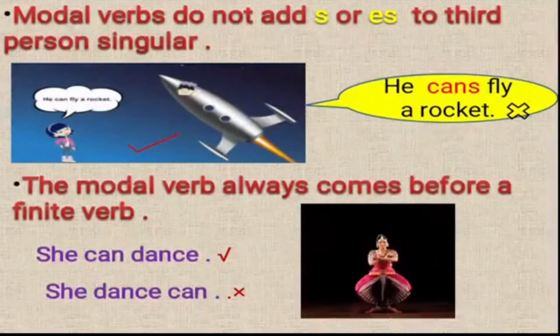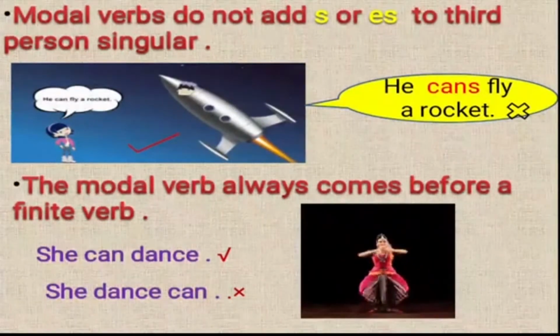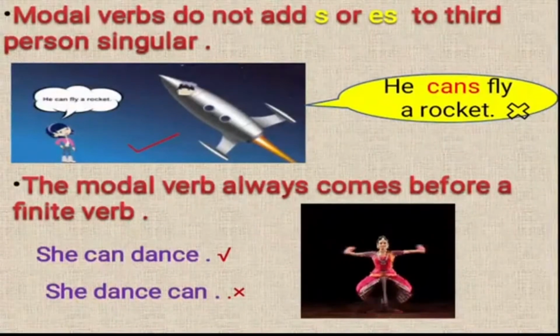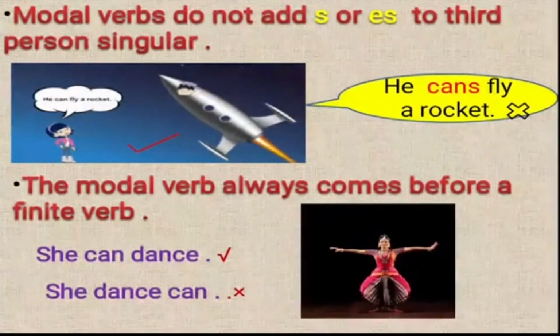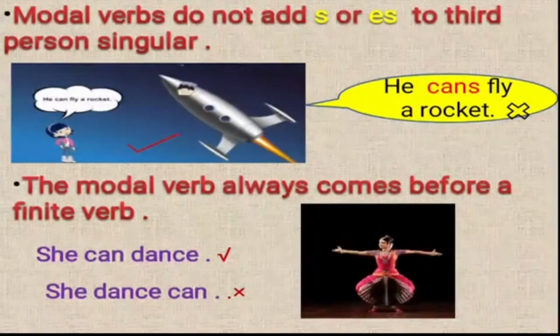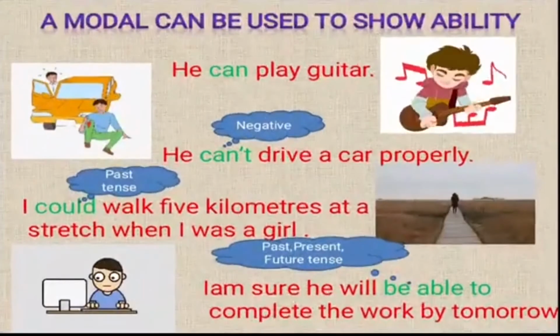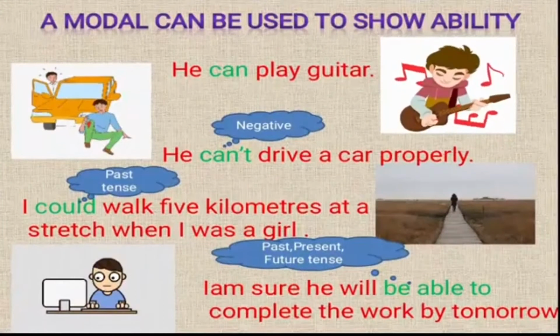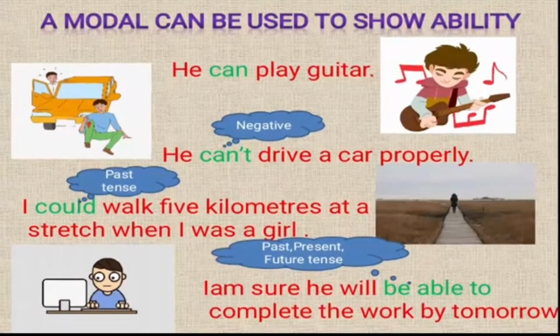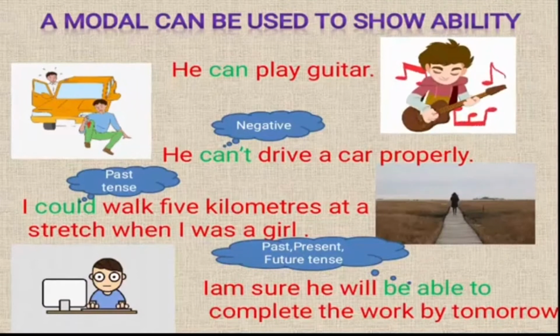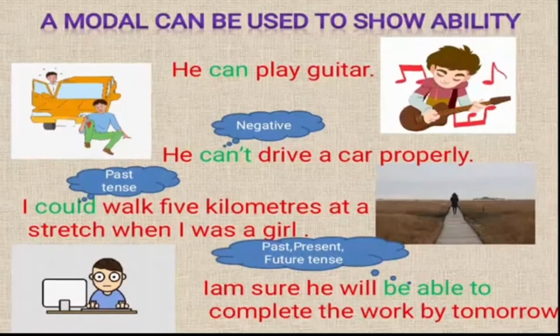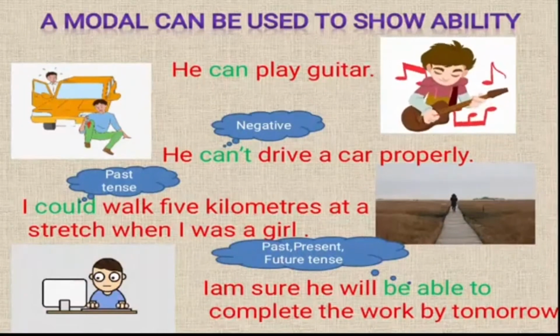Okay, the modal verb always comes before a finite verb. So you should remember that you should write the modal before the main verb. She can dance is the correct sentence. She dance can is an incorrect sentence. The next one. A modal can be used to show ability. For example, he can play guitar shows the ability. He can't drive a car properly shows the inability.